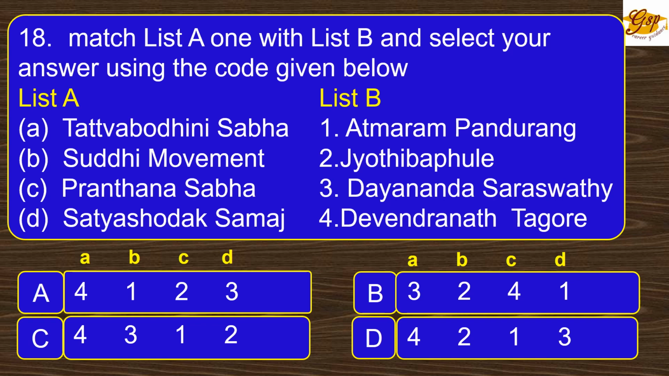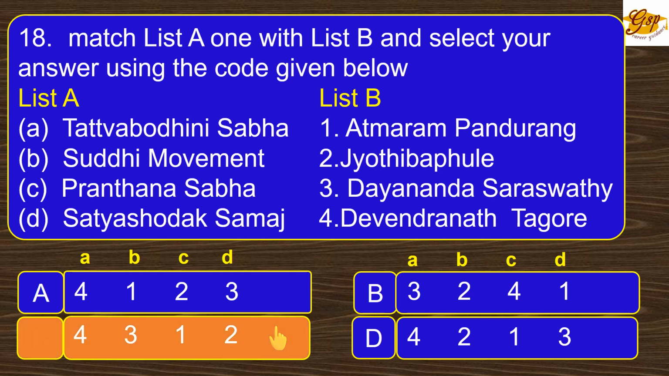18th question. Match list A with list B. Select your answer using the codes given below. Tattvabodhini Sabha, Atmaram Pandurang, Suddhi Movement, Jyotirao Phule, Prarthana Sabha, Dayanand Saraswati, Satya Shodhak Samaj, Rabindranath Tagore. The correct answer is C: 4, 3, 1, 2. Tattvabodhini Sabha is Debendranath Tagore. Suddhi Movement is Dayanand Saraswati. Prarthana Sabha is Atmaram Pandurang. Satya Shodhak Samaj is Jyotiba Phule.